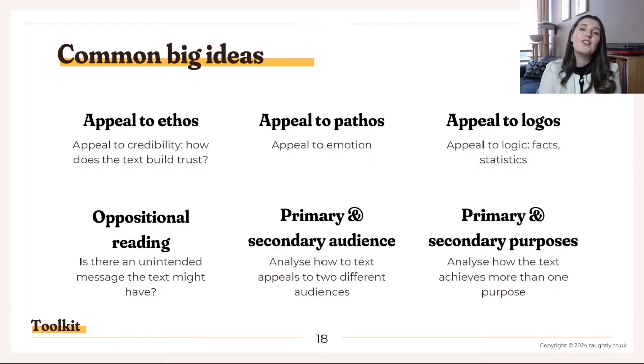So I'm going to give you some ideas of common big ideas that often come up that you might want to make the topic of your paragraph. So you could have a paragraph all about the appeal to ethos. How does the text appeal to credibility? How do they build trust? About an appeal to pathos, which is appealing to emotion, or to logos, which is appealing to logic, facts, statistics.